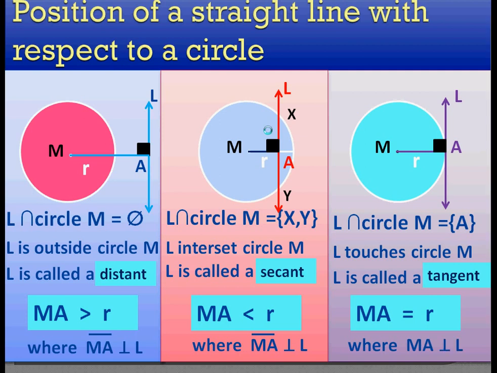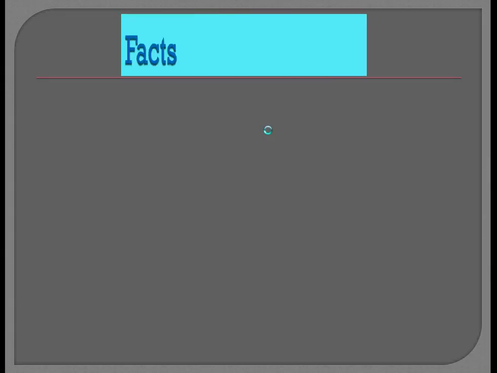In the 3 cases, you have MA perpendicular to the straight line L. So you have the 3 cases on your screen showing the 3 cases for the straight line with respect to the circle: distant, secant, and tangent. We can say that A is a point of tangency in the third case. So I have a tangent and I have a point of tangency. It's the point of intersection between the tangent and the circle.